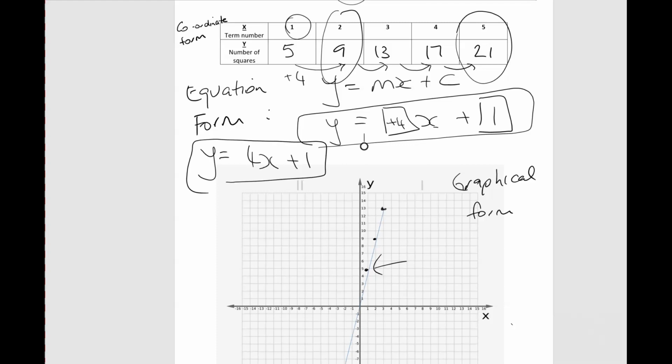And if we have a look, where it crosses the y-axis was at 1. So my y-intercept is 1, and my gradient should be 4. So it goes up 4 for every one it goes across.